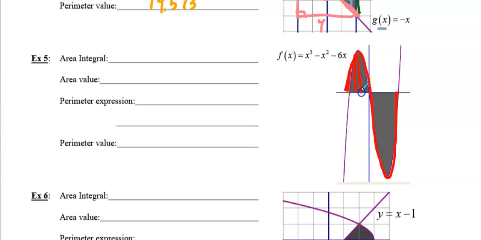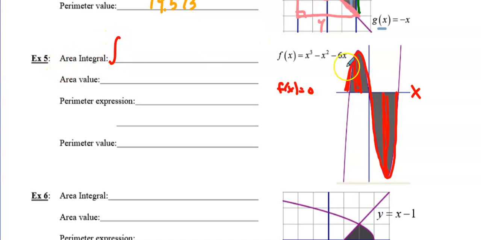If we draw a rectangle this way, our top function is going to be the curve f of x. If we go and draw a rectangle this way, our top function now is going to be the line, which is the x-axis, which we're going to know as f of x is equal to 0. All right. So for our area integral, we're going to integrate.